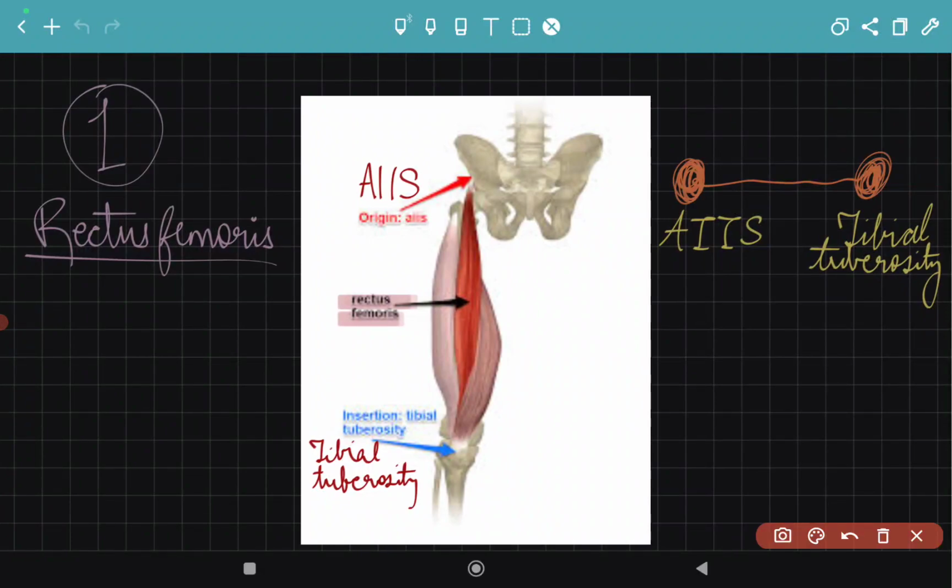So let's now discuss the origin and insertion, starting with the rectus femoris muscle. As can be seen over here, it originates from the anterior inferior iliac spine, traveling this way to insert to the tibial tuberosity. So origin is the anterior inferior iliac spine and insertion is to the tibial tuberosity. This was about the rectus femoris muscle.